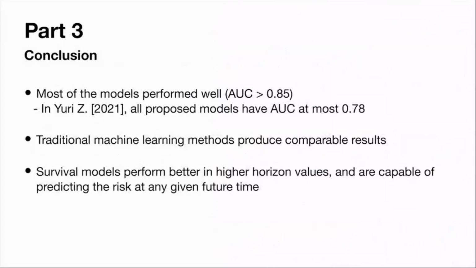So here are our conclusions. Most of the models perform very well with an AUC of more than 0.85. Also, it's surprising to see that traditional machine learning methods produce comparable results. Also, survival models perform better in horizon values, and are capable of predicting the risk at any given future time.